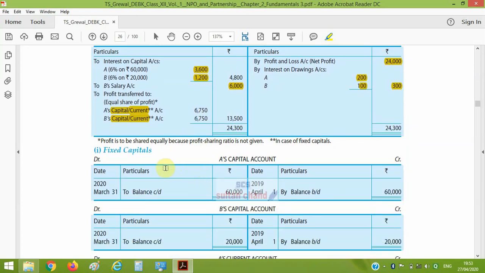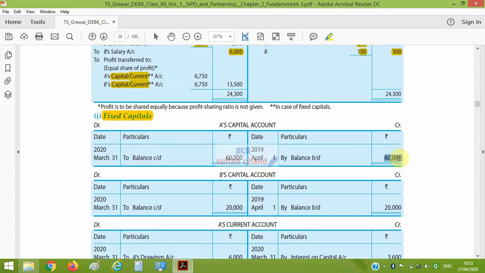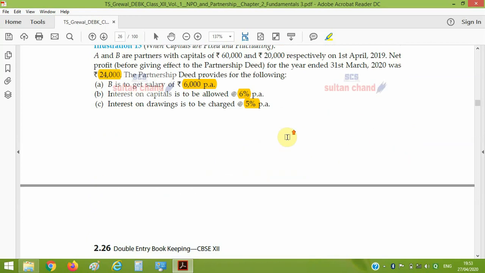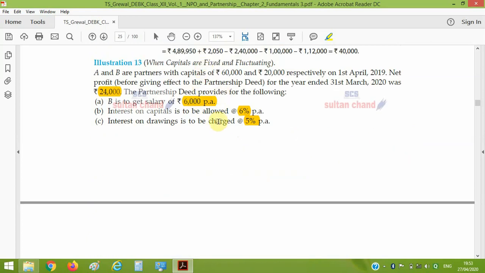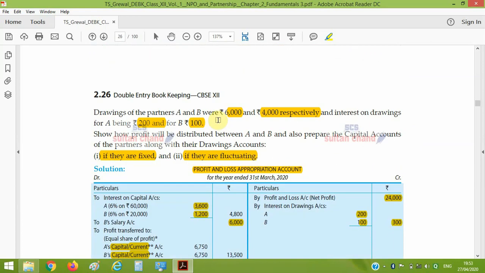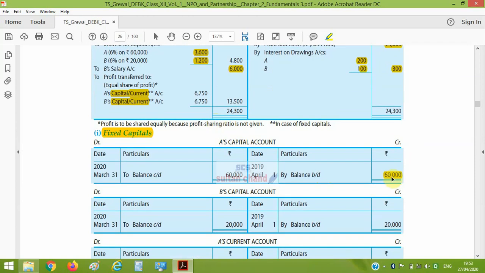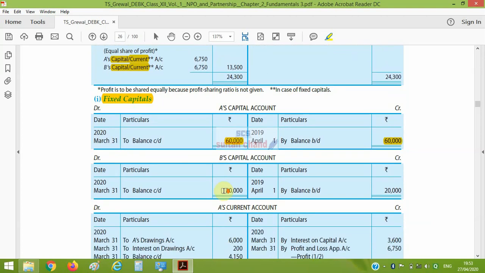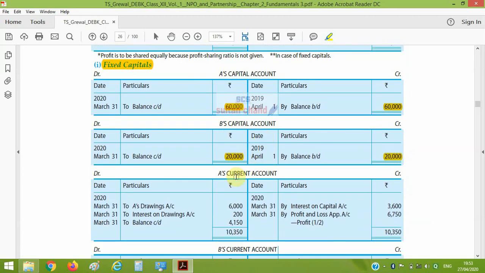So after preparing the P&L account, let's go to the capital accounts. If we are preparing under the fixed capital method, then balance brought down is 60,000. In the question, neither is there any withdrawal of capital, nor any introduction of capital. So balance brought down is 60,000 and carried down is also 60,000 on the last date. Same in case of B, balance brought down 20,000 and on the last date balance carried down is also 20,000. Now move to the current account, because under the fixed capital system we have to prepare two accounts, except for the capital account we also have to prepare the current account.